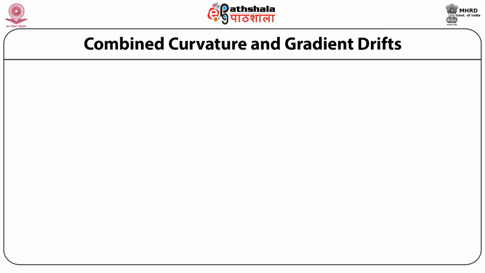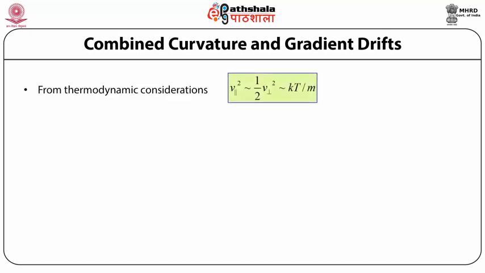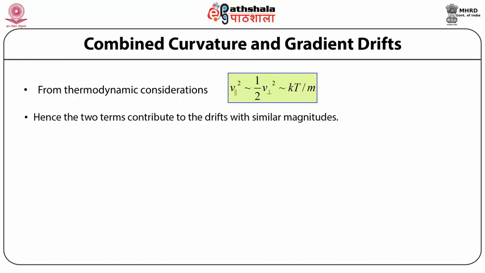For a charged particle in thermal equilibrium, mean energy is 3 by 2 kT, and the square of each component of velocity is kT by m, where k is the Boltzmann constant and T is the absolute temperature. Since v perpendicular has two components, v parallel square is approximated to kT by m, and half of v perpendicular square is also approximated to kT by m. Hence, the two terms contribute to the drifts with similar magnitudes.